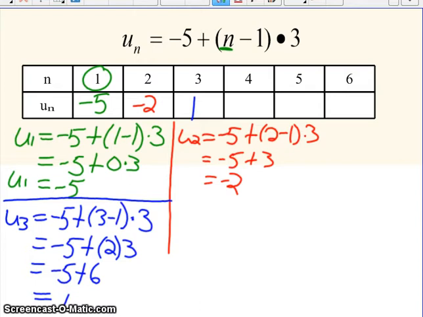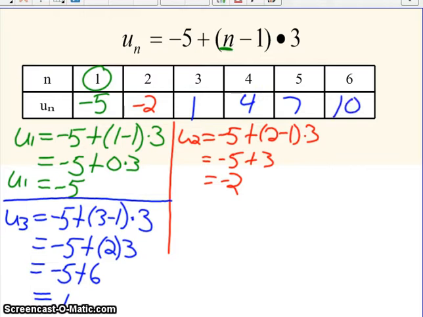Now I'm going to stop writing it out because by now I'm hoping that you see how to use the formula to find each term. So to find the fourth term, I've got 3 times 3 is 9, and 9 minus 5 is 4. To find the fifth term, 5 minus 1 is 4. 4 times 3 is 12. 12 minus 5 is 7. And to find the sixth term, 6 minus 1 is 5. 5 times 3 is 15. 15 and -5 is 10.